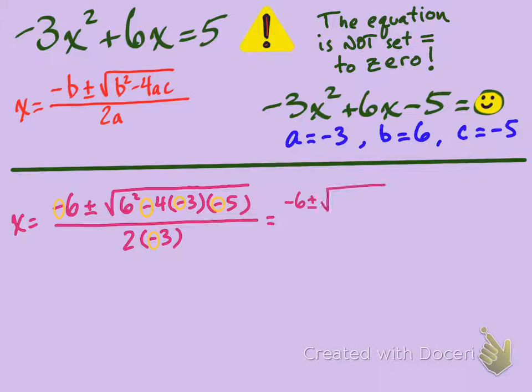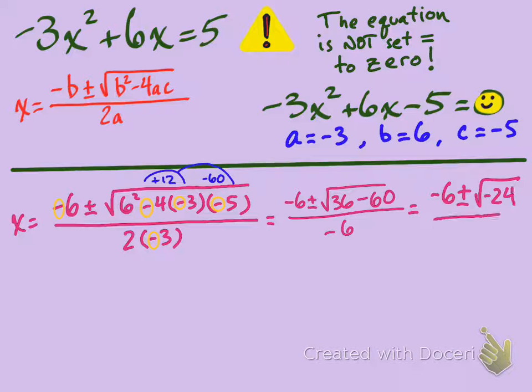All right, 6 squared is positive, so that's easy, 36. But now, when you start multiplying all that 4ac stuff and everything's negative, minus 4 times minus 3 is positive 12. And then positive 12 times minus 5 is negative 60. So we've got inside our radical now 36 minus 60 all over negative 6. Okay? All right, good enough. 36 minus 60 is negative 24. So that's what our answer looks like there, kind of simplified radical form like that.